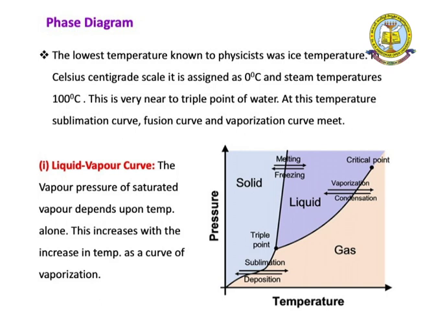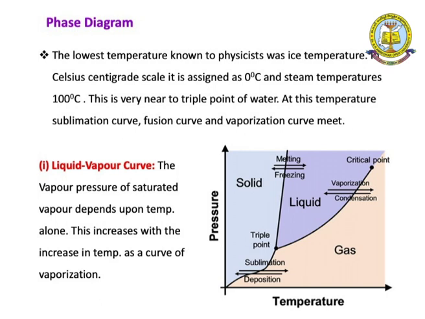From the figure we can see the temperature versus pressure curve. Melting and freezing take place between solid and liquid, whereas between liquid and gas, vaporization as well as condensation take place. Sublimation and deposition take place between the solid and gaseous states. Also from the figure we can see the critical point.